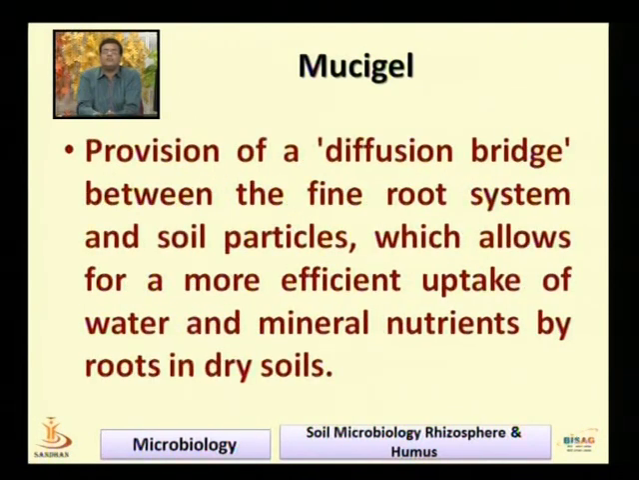And it also provides a diffusion bridge between the fine root system and soil particles, which allows more efficient uptake of minerals and soil water, or rather soil solution, inside the root. So these 5 or 6 important functions are performed by mucigel in the rhizosphere, and they are the main important factors which facilitate the formation of the rhizosphere in this area.